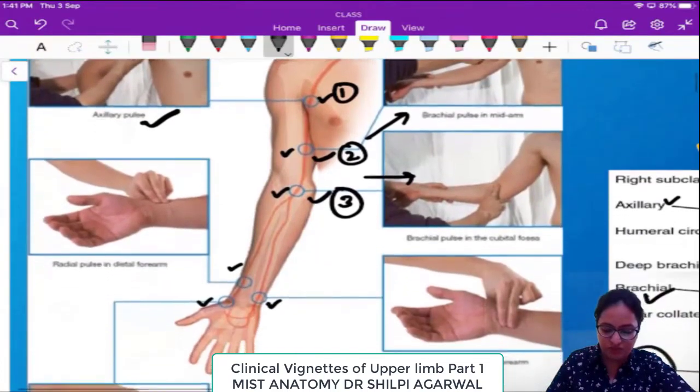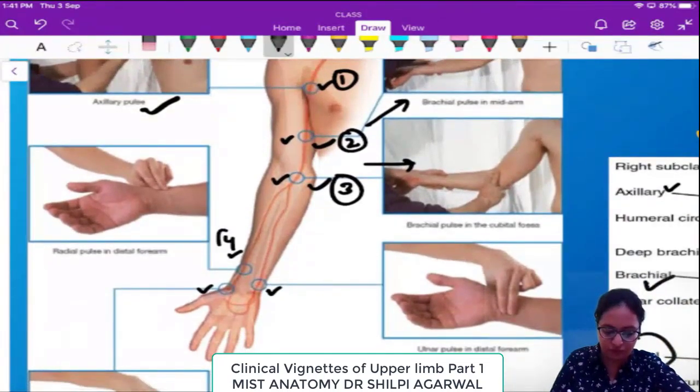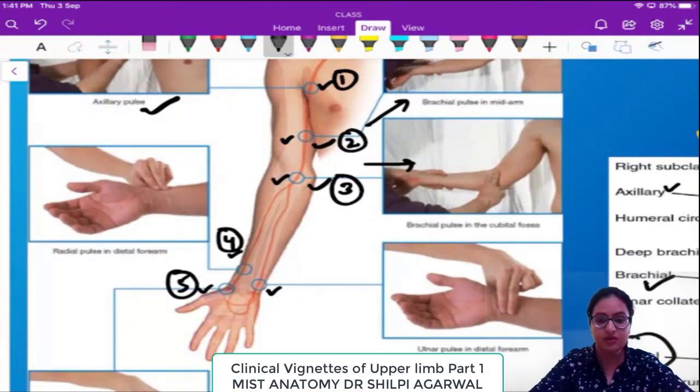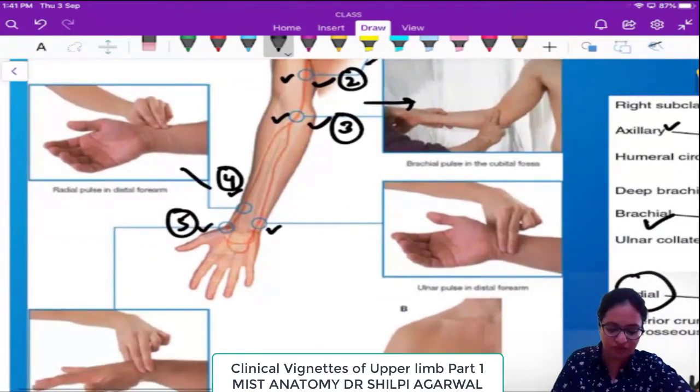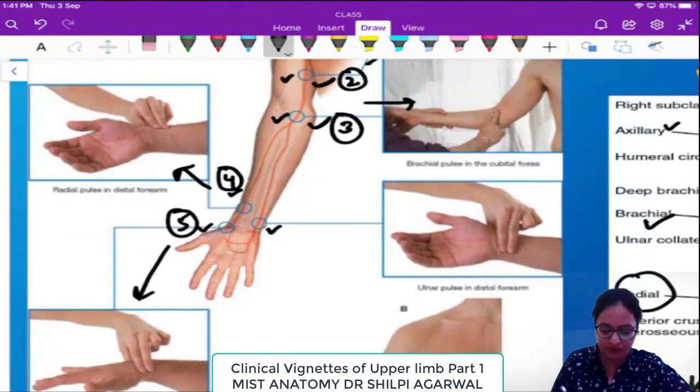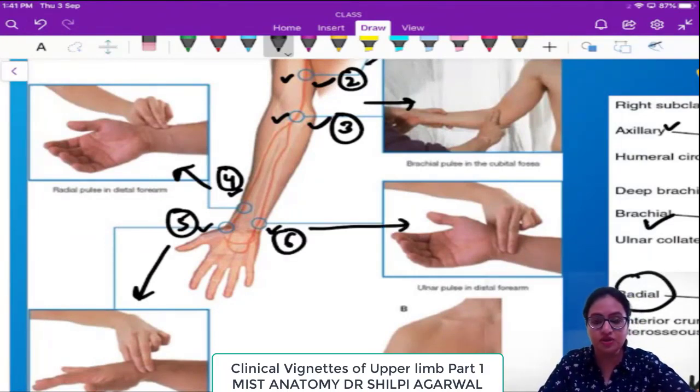Then coming to the lower aspect, this fourth point and the fifth point. You already know this is on the lateral aspect, so this is actually the radial artery. Over here, at the fourth and the fifth point, we are palpating the radial artery, and at the sixth point over here, we can palpate the ulnar artery.